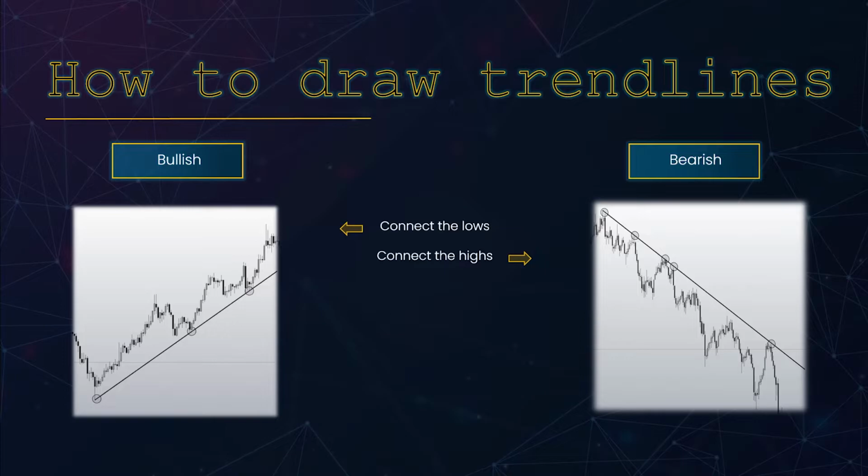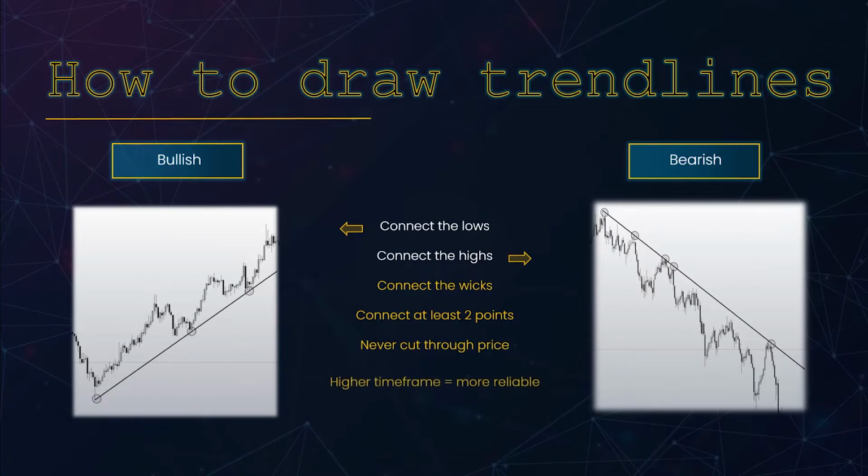If you draw a bearish trend line, you will draw it above the Japanese candlesticks, connecting the highs of the wicks. Always try to connect as many price points as possible, but try not to cut through price candles. Remember, higher time frame trend lines are more reliable. Never try to force a trend line to fit. If it doesn't fit the chart, then it isn't valid and therefore it's not worth having on your chart. A strong break of a trend line after multiple touches could mean a reversal.